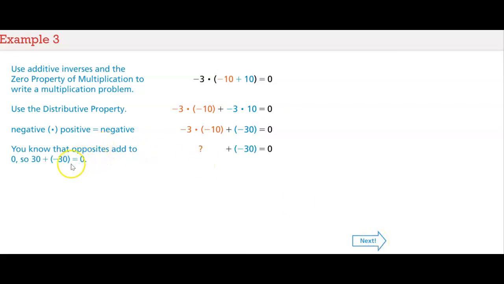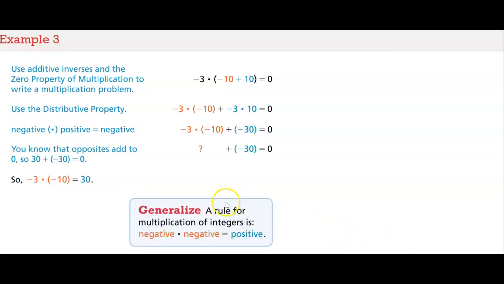So the opposites add to 0. So 30 plus negative 30 is equal to 0. Negative 3 times negative 10 is equal to 30. So a rule for multiplication of integers is negative times negative is equal to positive.